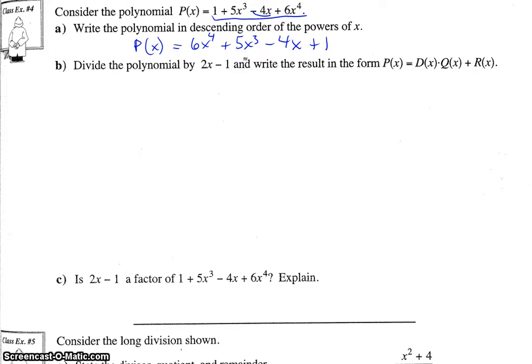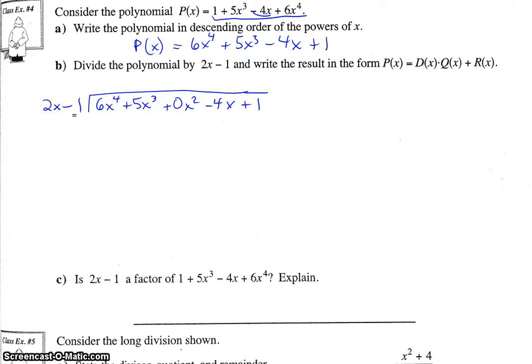Now, divide the polynomial by 2x minus 1 and write the result. Okay, so let's set this up. Okay, anybody notice something as we're writing this down? We're missing our x squared term again. Where did x squared go? Okay, minus 4x and plus 1. So you need to put in a filler, basically, for that x squared term. And out here, we're going to have 2x minus 1.